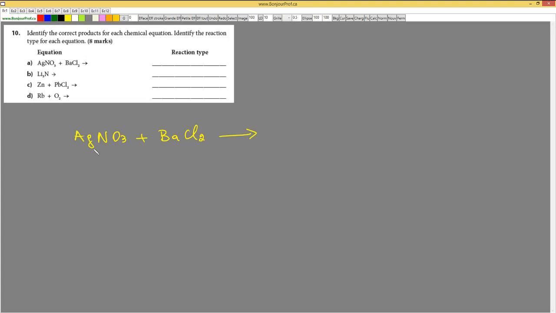So how am I going to do it? It is very easy. First, I'm going to take each compound alone, this one and this one, and write them here. I have AgNO3 and I have BaCl2. When they decompose, this one here will give me Ag and NO3. I'm going to put them here.